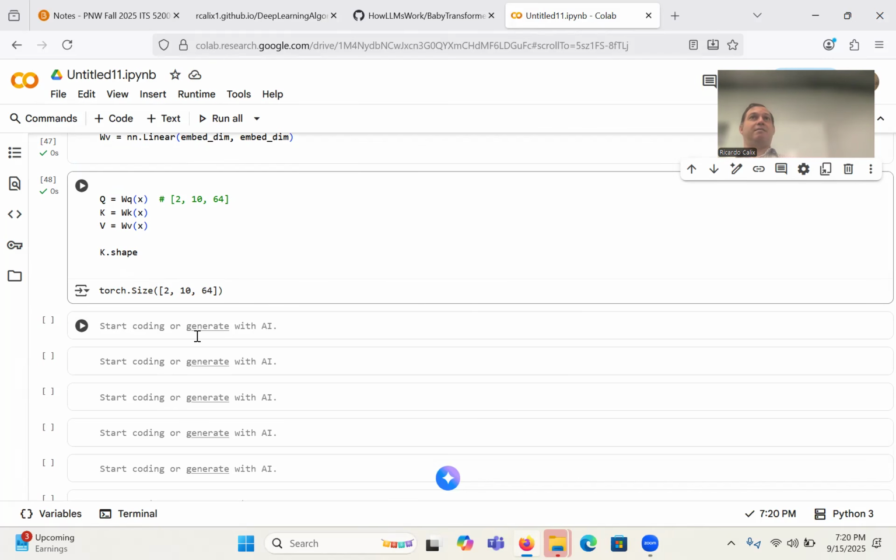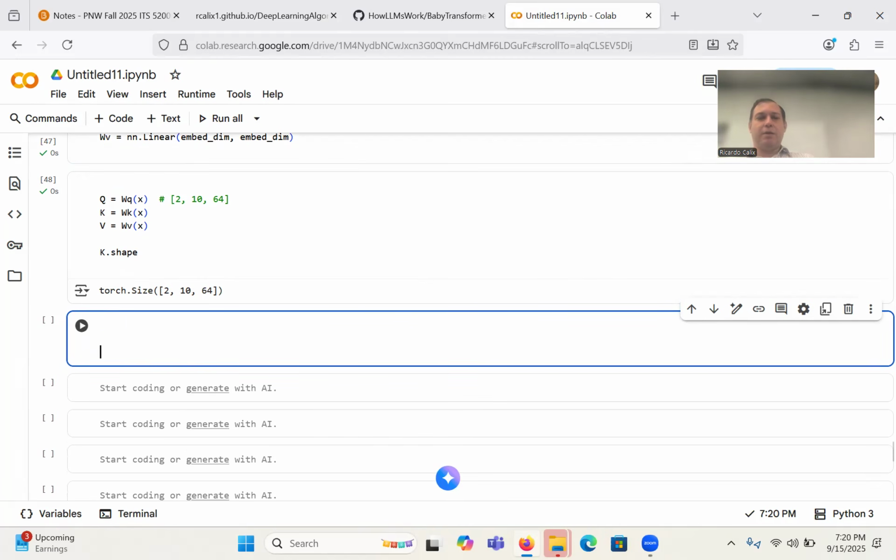2 by 10 by 10, right? Because the sequence length is 10. Before it was 40, so it produced an attention score, so 40 by 40. This one should be 10 by 10. All right, so that's the next thing that we're going to look at.